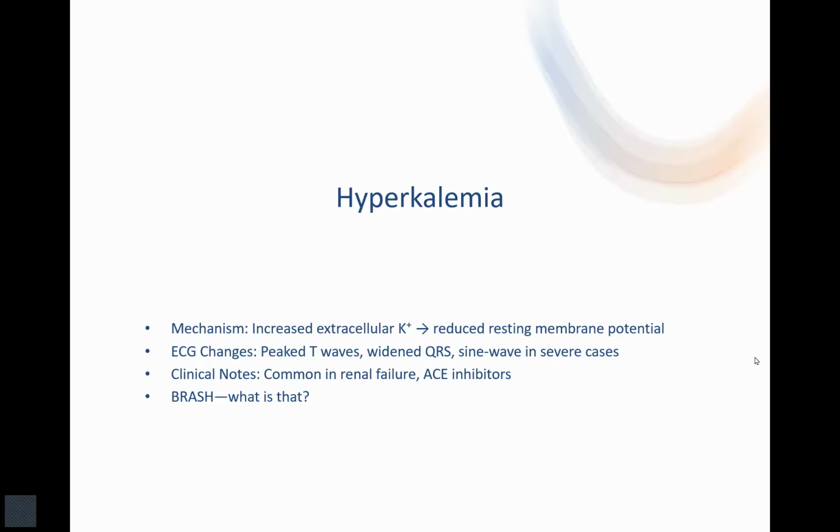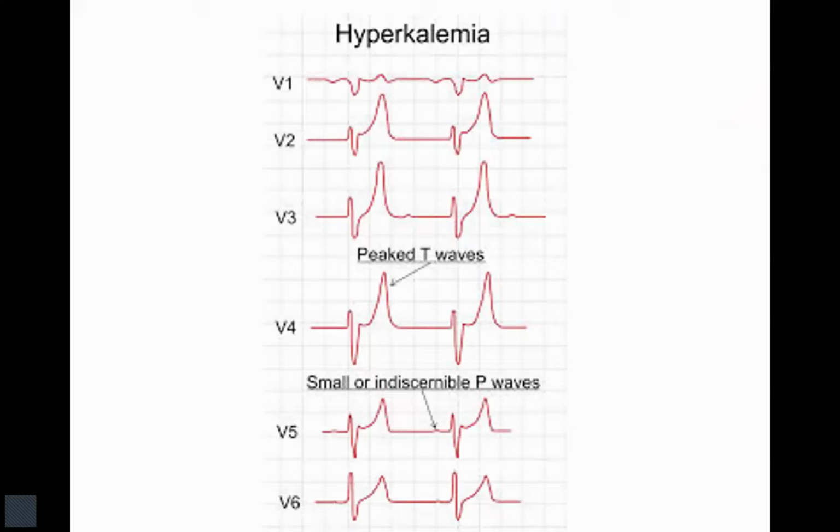So let's get to some hyper K stuff. This is looking at some precordial leads. You see the classic peaked T waves, but the other sign is small or indiscernible P waves. So you have these peaked T waves, but if you're looking at that EKG, also look for these really small or hard to find P waves.